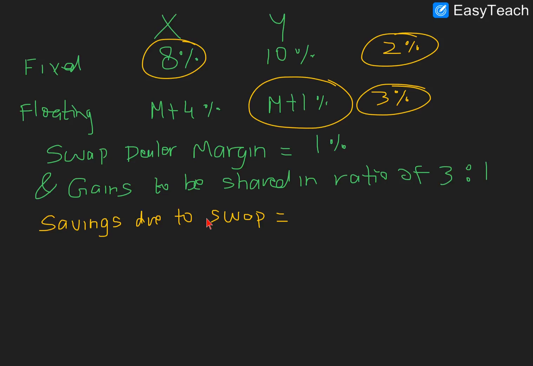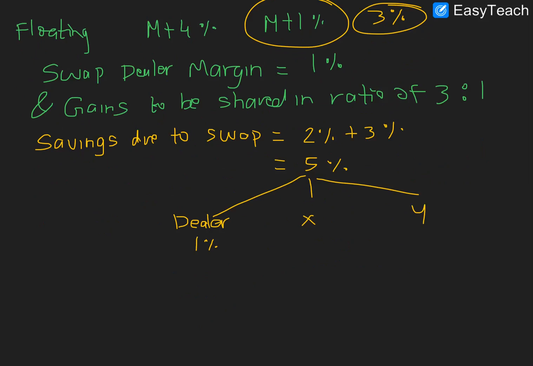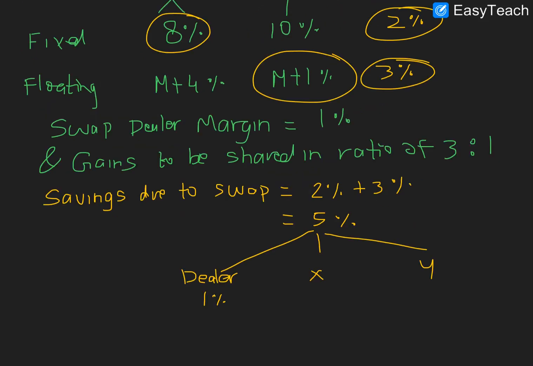Okay, so now savings due to swap, if I consider, that's going to be 2% plus 3%, so basically there's a gain of 5%. But this gain of 5% is going to be shared between three parties now. One is your dealer, who is going to get 1%. Other is X and Y. Now obviously the ratio that we have set is 3:1. So out of this 5%, they are going to share in 3:1. So the gain to X should be 3% and to Y should be 1%.